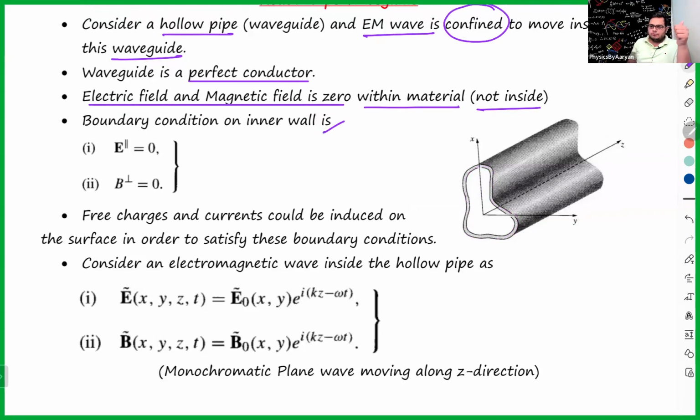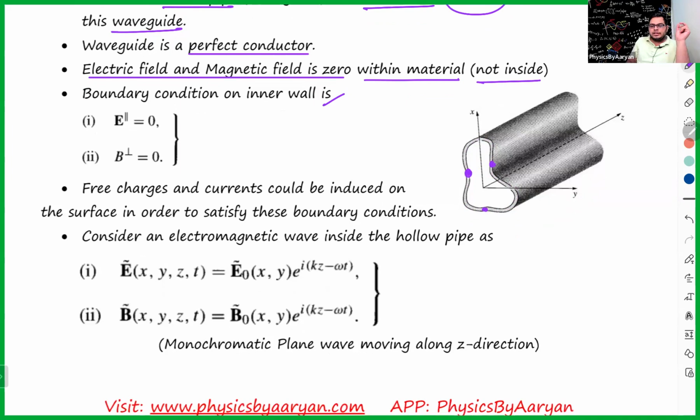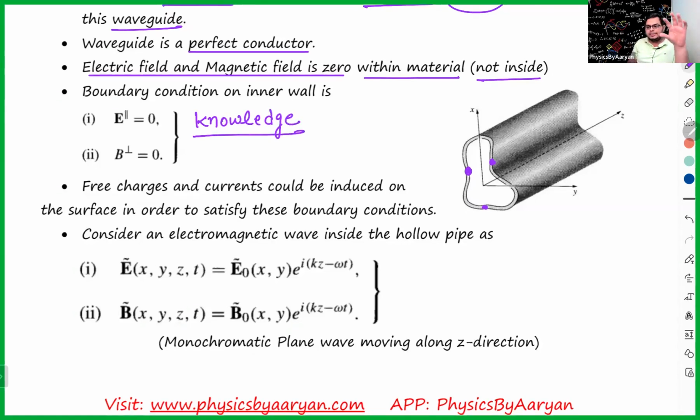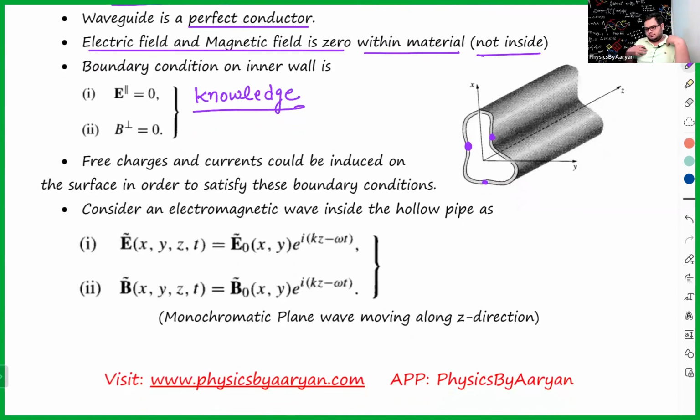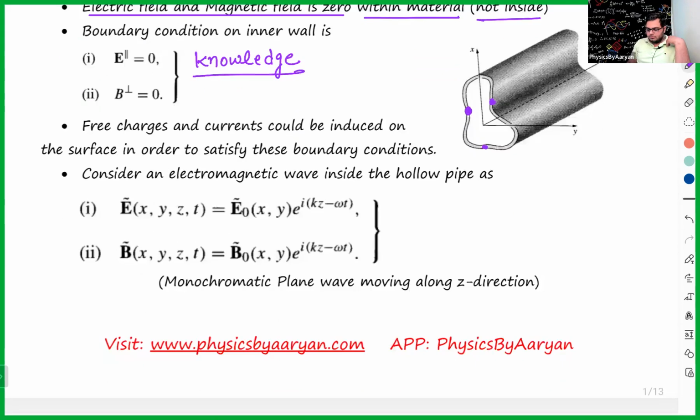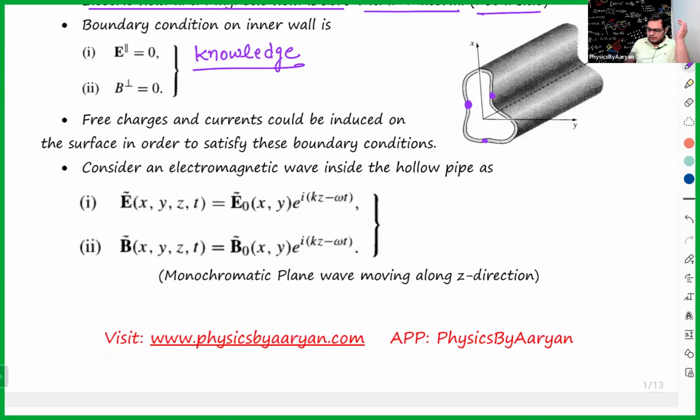Okay. So first thing we learned, it's a perfect conductor. Second thing we learned is magnetic field and electric field is zero within the material. So at this point, electric field and magnetic field will be zero. At this point also, electric field and magnetic field will be zero. At this point also, electric field and magnetic field will be zero. Then we say that we have to follow some boundary conditions. And this is a knowledge I'm taking from the electrostatics. If you don't know this knowledge yet, don't worry. We are going to revise these boundary conditions as well. For now, take my words. Okay.